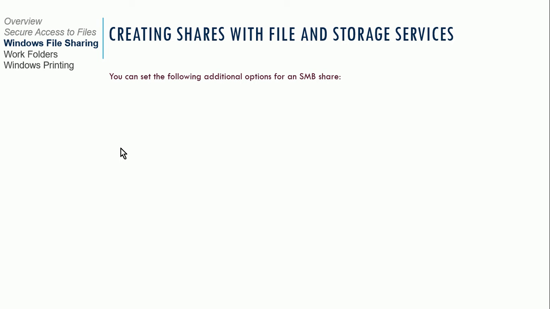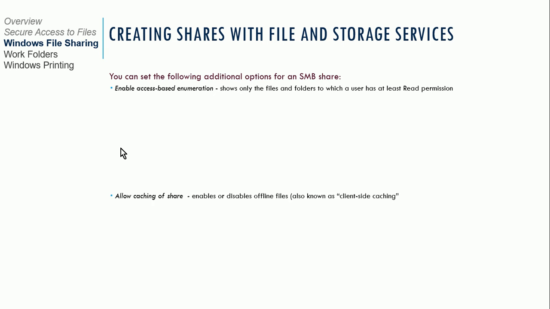So you can set the following additional options for an SMB share. If you're setting up SMB, you get more options, which is good. If you're in a Windows environment, it's good to use SMB because we have these other options. You can enable access-based enumeration. What that means is users will only see files that they have access to. If they don't have access to a file, it doesn't even show it to you. So you don't even know it's there if you don't have access to it.